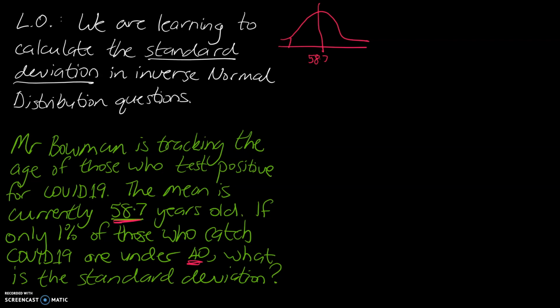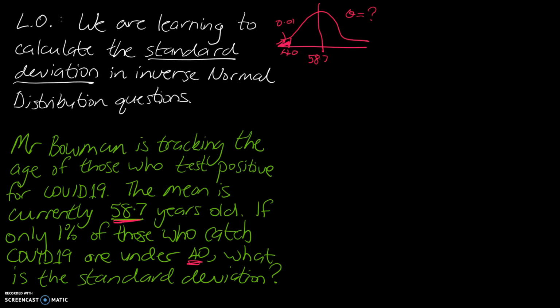So we know from that the bottom 1%, so very, very small value, they are the people who are under 40, and the area of those people is 0.01. And the thing we don't know is the standard deviation, and that's what we need to figure out.